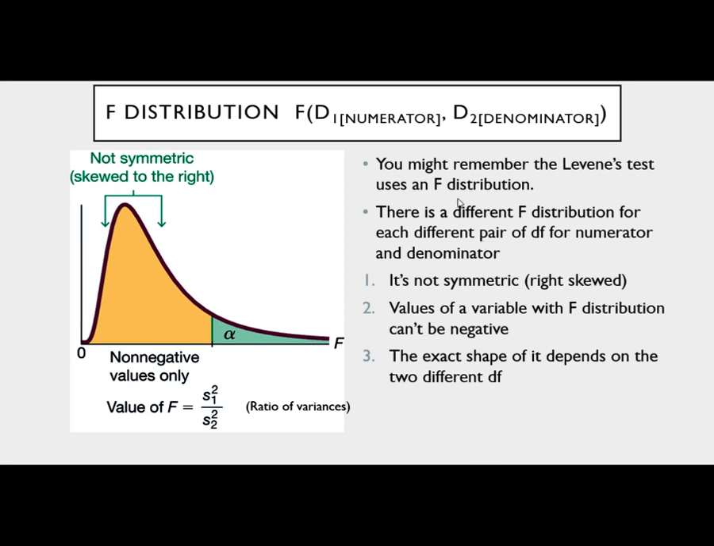You might remember that Levene's test uses an F distribution. There's a different F distribution for each different pair of degrees of freedom for numerator and denominator. So when we write it out in APA format, you write F, and instead of having one set of degrees of freedom in parentheses, so say you had 20 people in your group, you'd say t of 19, now we have to give the degrees of freedom for the numerator and then the degrees of freedom for the denominator. That's because it's a ratio, a ratio of variances. And it's a right-skewed distribution. Values can't be negative. The exact shape of the distribution depends on the 2 different degrees of freedom. And that's pretty much the most theoretical I'm going to get on you about this.